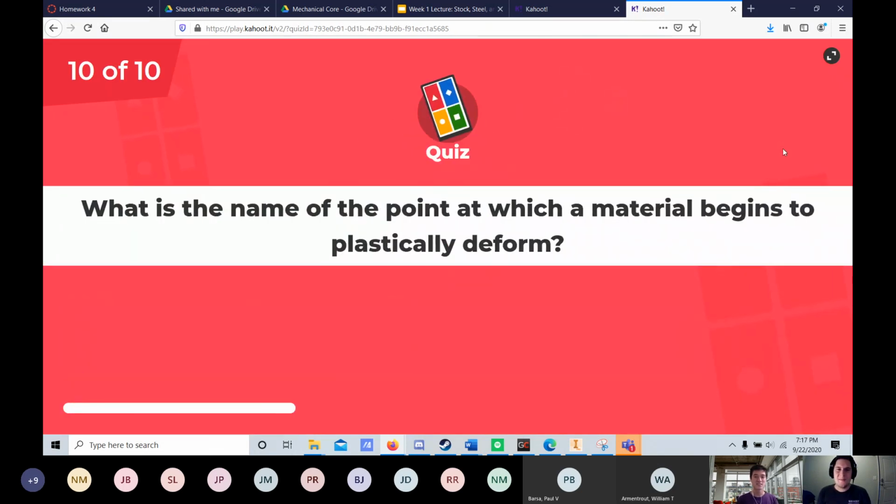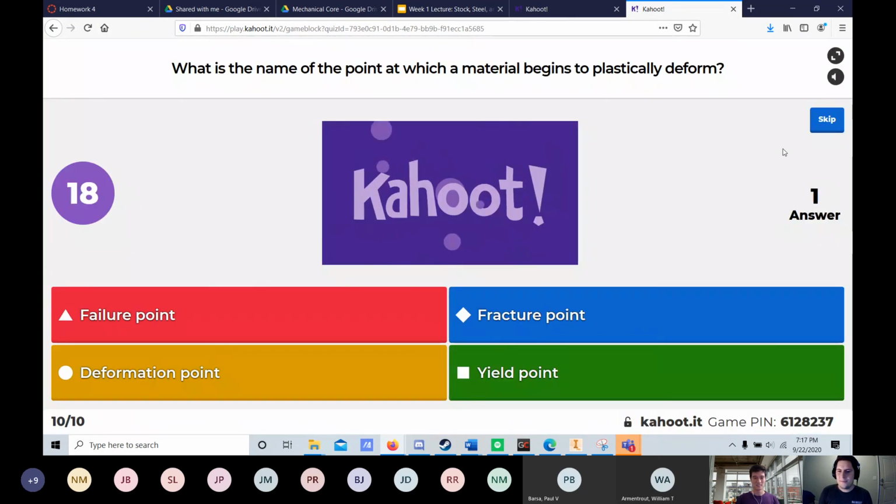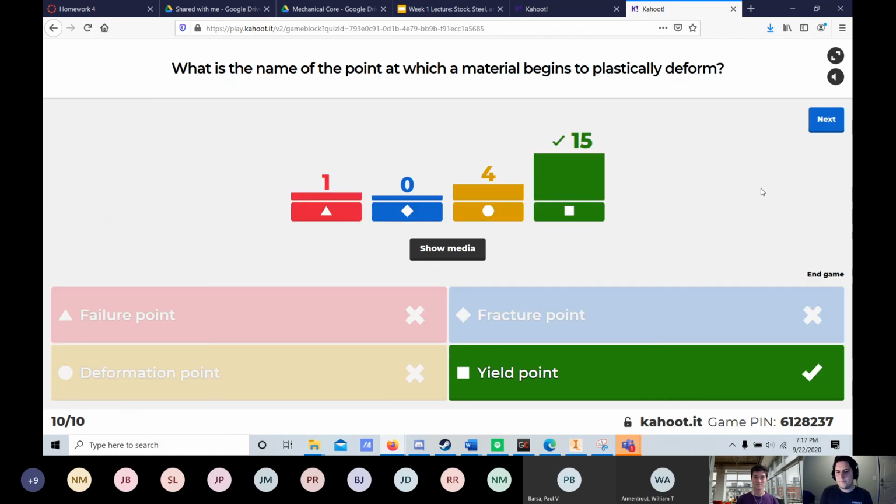Let's see who comes out on top. What is the name of the point at which a material begins to plastically deform? Very nice, guys. Good job. And now congrats to you guys. You no longer have to take MSc 2001. Yeah, there's nothing else that's important in that class. That's a joke, obviously, but please take it so you can graduate.